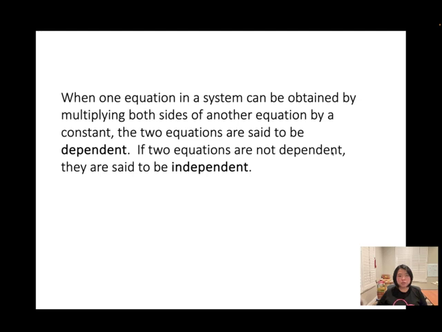When one equation in a system can be obtained by multiplying both sides of another equation by a constant, the two equations are said to be dependent. If two equations are not dependent, they are said to be independent.